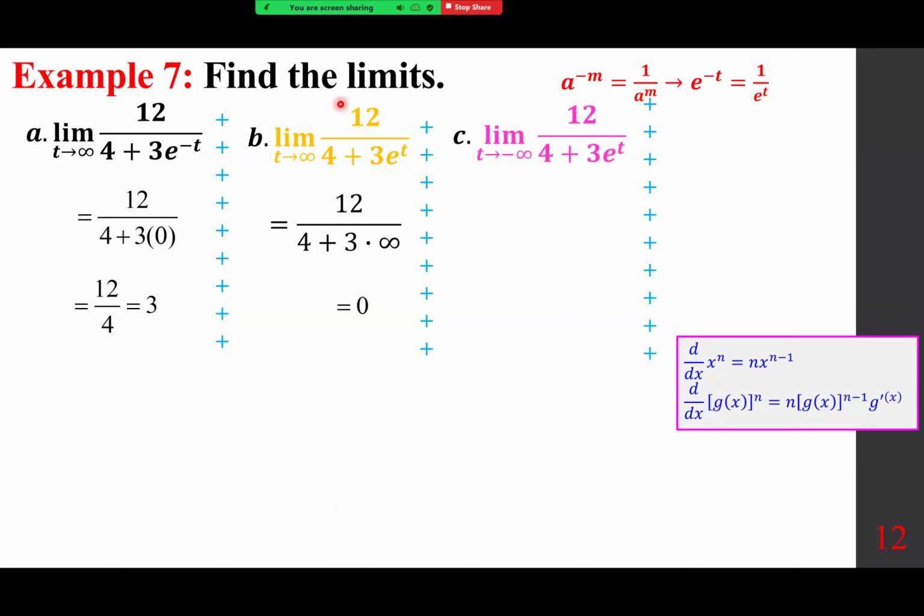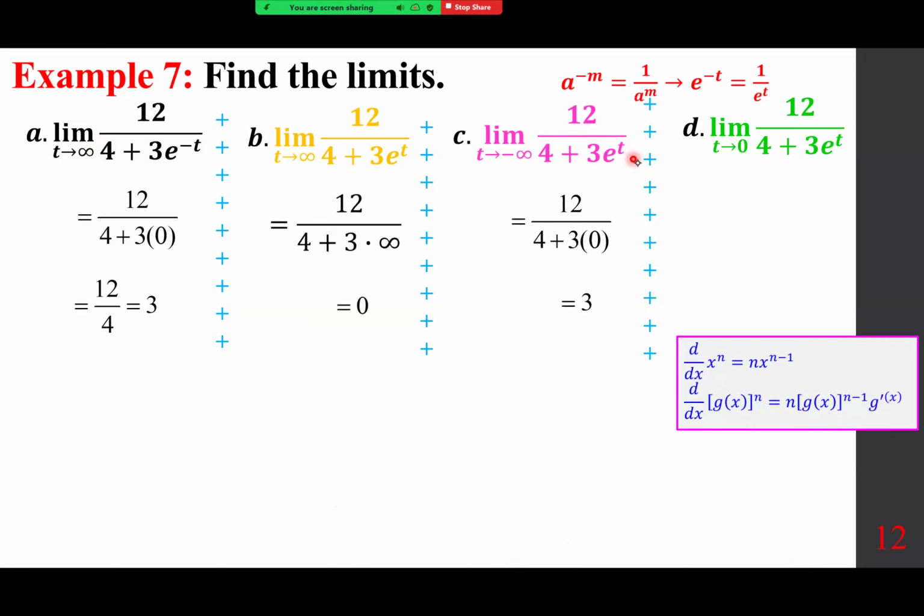In this case, I want you to look at part A and notice that replacing the t with infinity here is the same as replacing the t here with negative infinity. These two are identical as a result. See, this is infinity, this is minus infinity. This is e to the power minus t, which is e to the power positive t. And we end up with the same answer as part A, number 3.